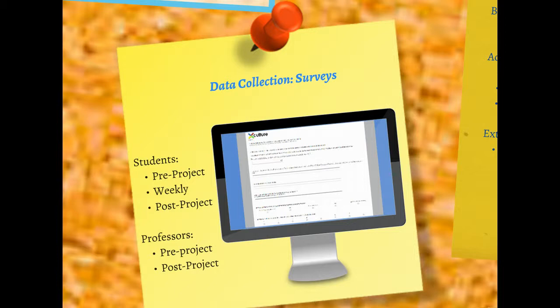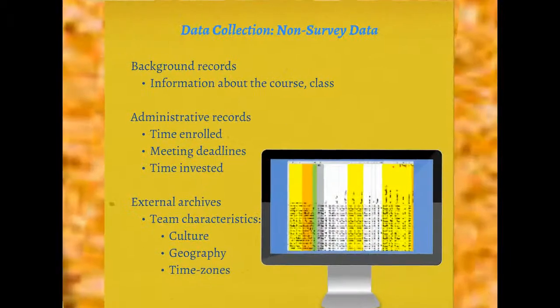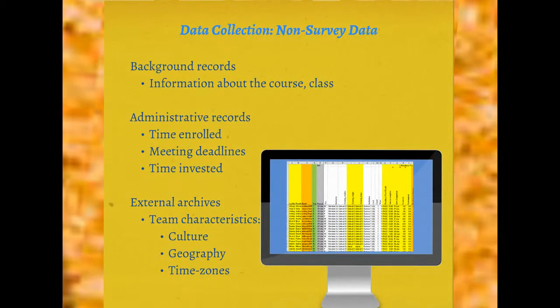In terms of surveys, students complete them before the project starts, weekly during the project, and after the project ends. The instructors complete only the pre- and post-project surveys. We use Qualtrics to administer our surveys. Most questions are forced response items, but many are open-ended questions. The non-survey data includes information about the course and the class, administrative records, and external archival data.